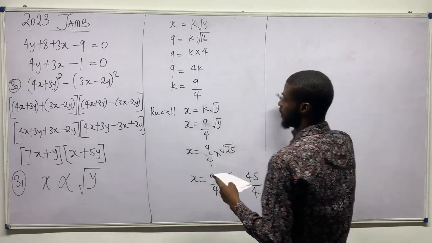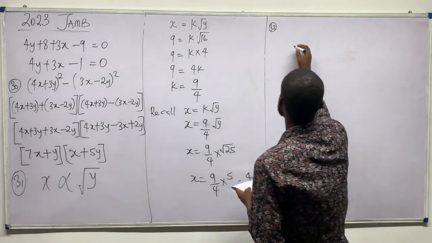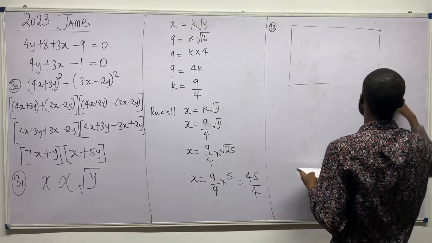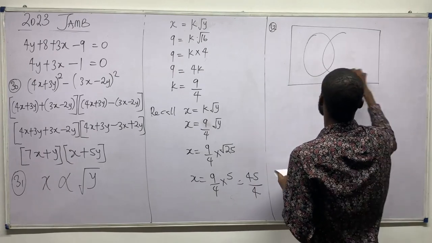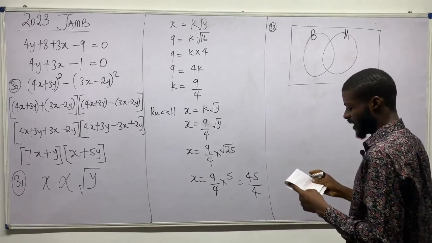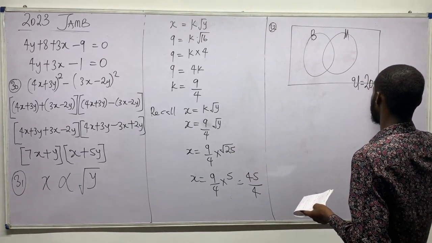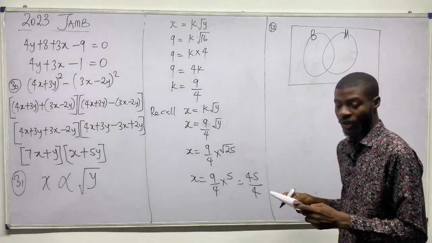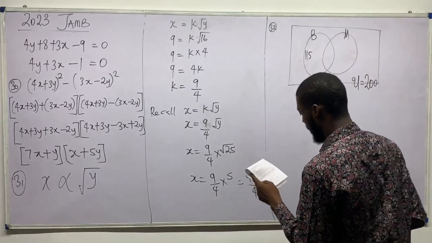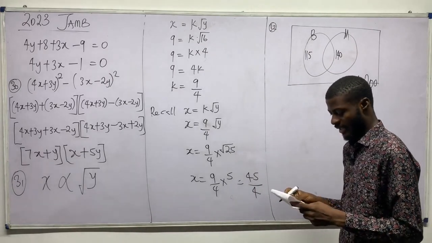Now, please take note that if this is question number 32, you can decide to draw a Venn diagram if you wish to. So let us draw a Venn diagram. Let us see how that will be. So we have two subjects, biology and mathematics. Now they said 200 students are in the school. So it means universal set is equal to 200. That's the meaning. They said 115 offer biology. 140 offer mathematics.